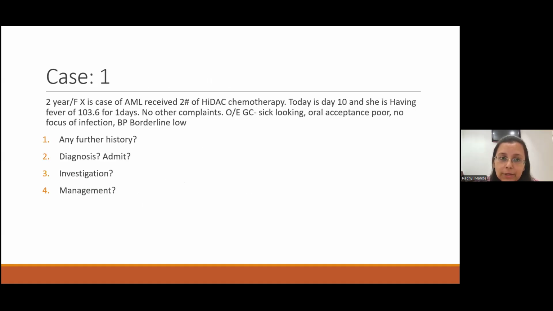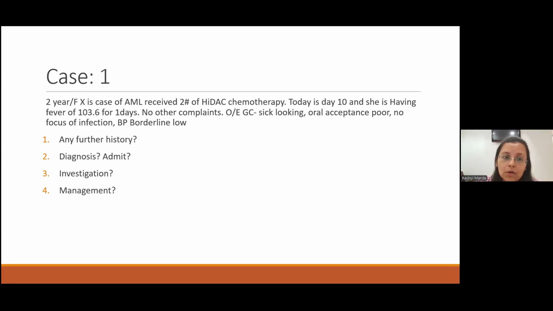So I'll take you through a few cases. First case is a 2-year-old female child who is a case of AML and has received 2 cycles of high-dose cytarabine chemotherapy. Today is day 10 and she is having fever of 103 for 1 day. No other complaints. On examination, she is sick looking. Oral acceptance is poor. No focus of infection. However, BP is borderline low.